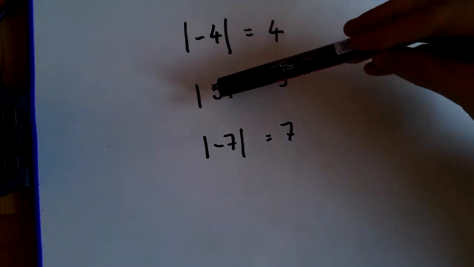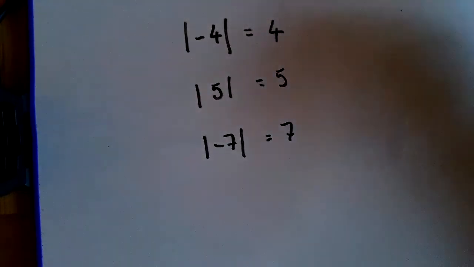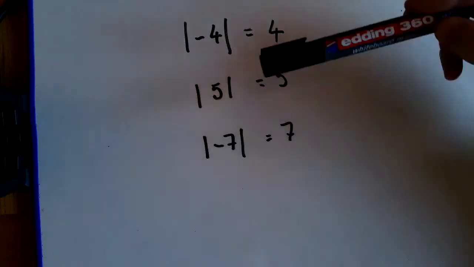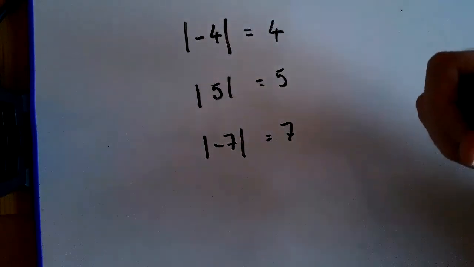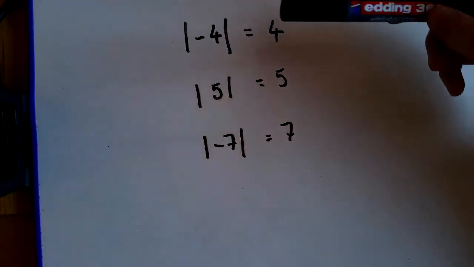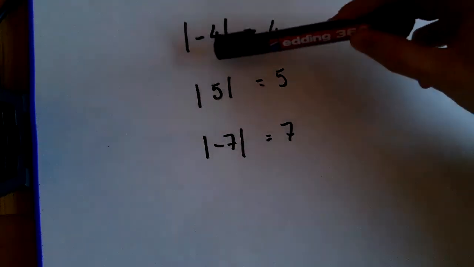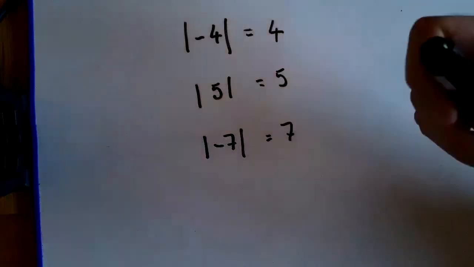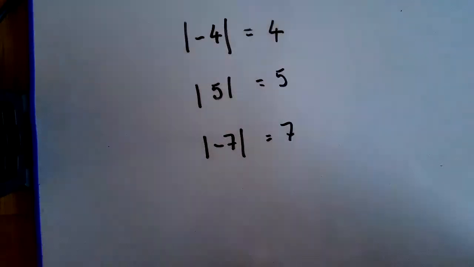So 5 is positive, so it stays as positive. -7 is negative, so it gets outputted as positive 7. So what the modulus is doing is it's finding the distance of the number from 0. That's the official definition. That's how we can use it from vectors.